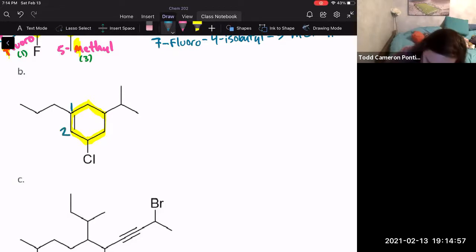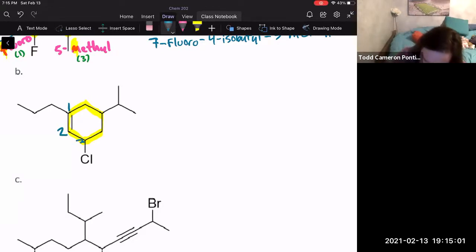It's going to be one, two. And I wanted to note that the reason why I'm numbering it this way, so this is 3, 4, 5, and 6. The reason why I'm numbering it that way as opposed to the other way is if I started with this position being one, then our substituents wouldn't be minimized because that propyl group would be coming off of carbon two instead of carbon one.